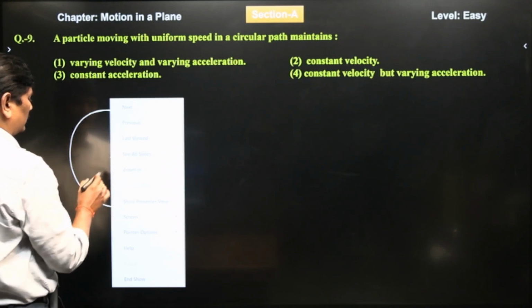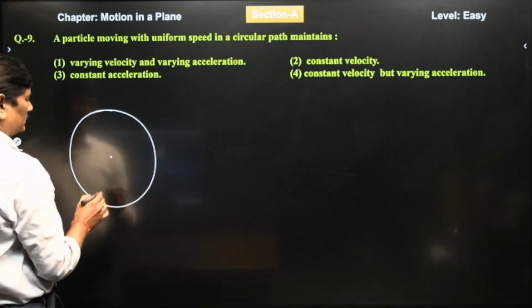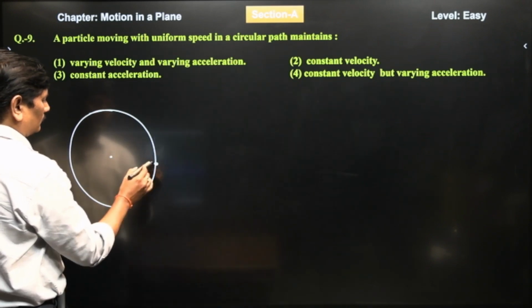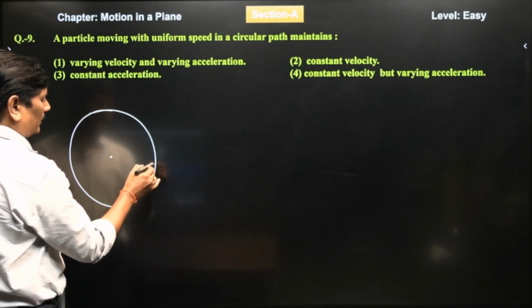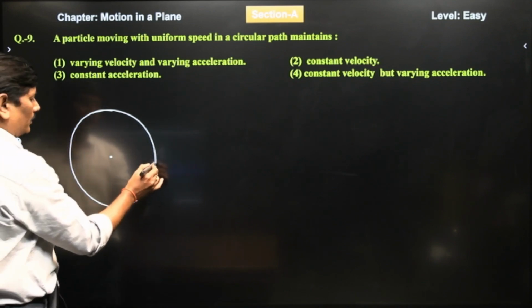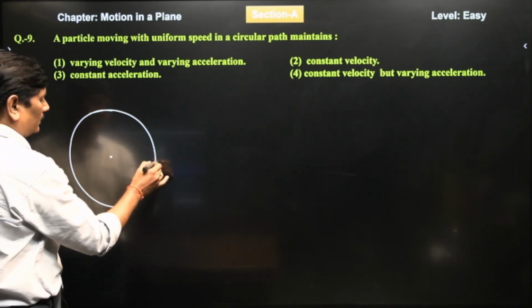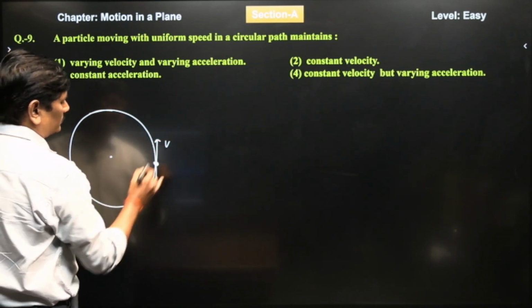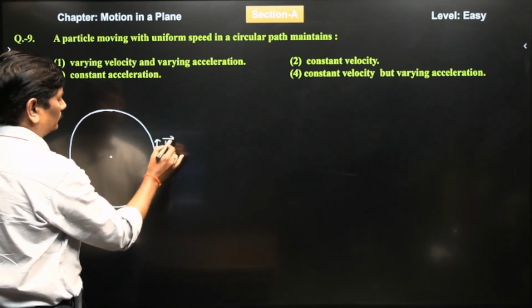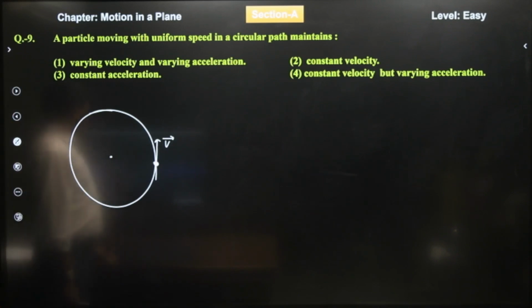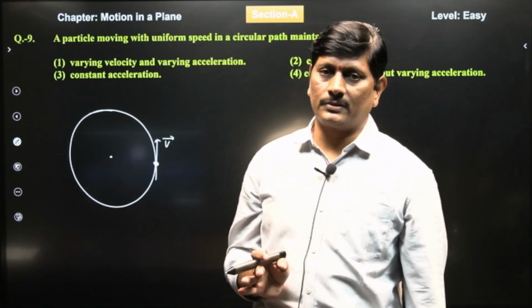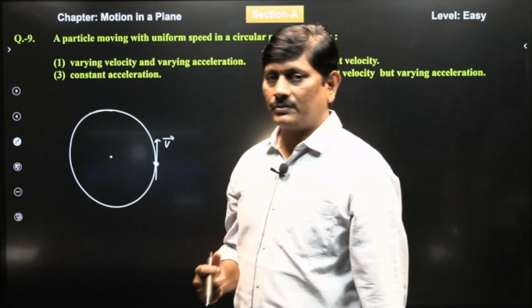Center of the circle is here. The particle is moving on the circumference of the circle. At any moment when the particle is here, its velocity is along the tangential direction like this, V bar. For velocity we have to see both magnitude and direction. For speed, no need to consider direction, only magnitude.